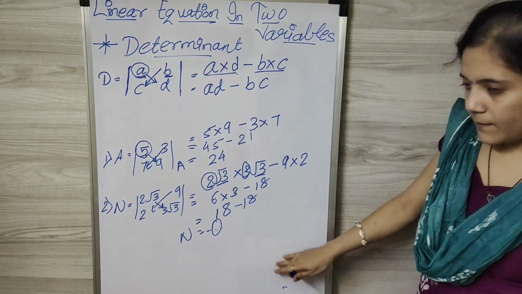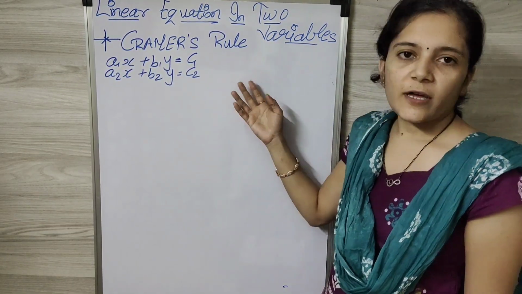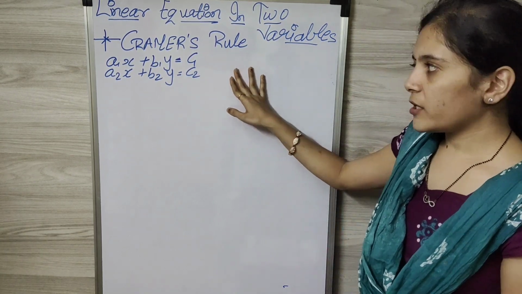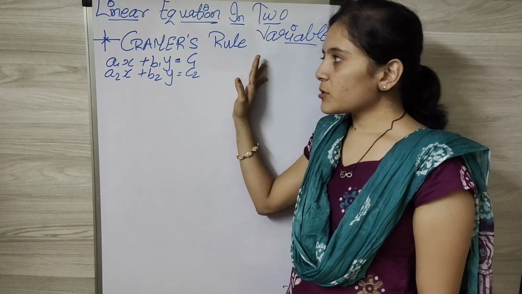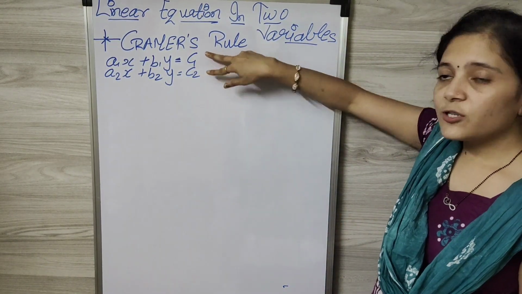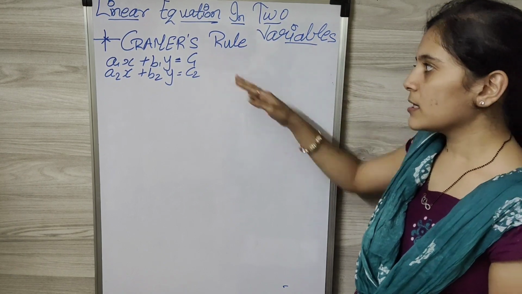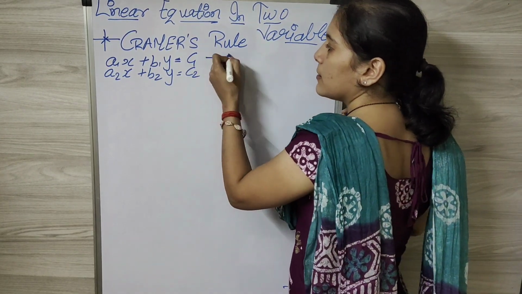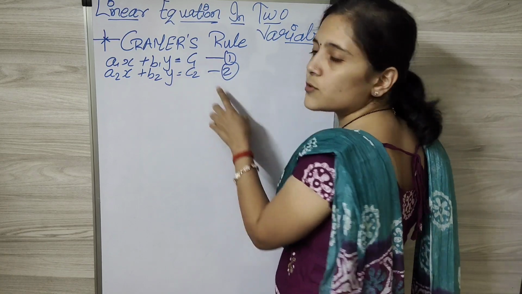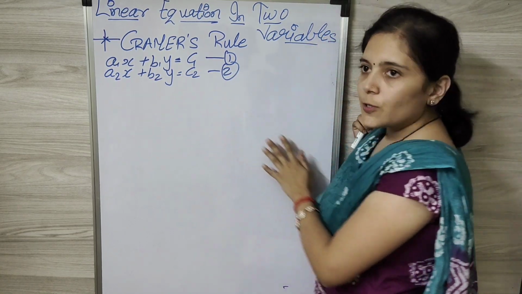Okay. Our next topic is Cramer's rule. Cramer's rule is very important, right? It comes for 4 to 5 marks in each and every exam. So how do we solve using Cramer's rule? In Cramer's rule, as we solved in linear equations, we solve 2 equations simultaneously. Now the first equation is a1x plus b1y is equal to c1, and the second equation is a2x plus b2y is equal to c2.